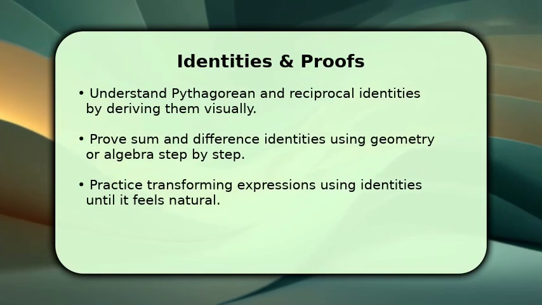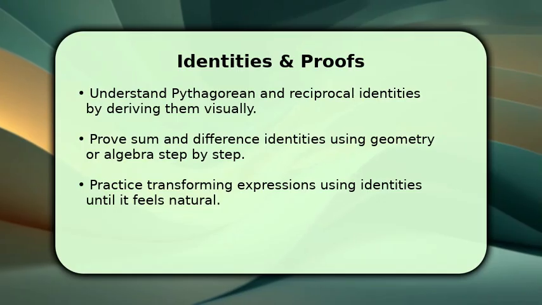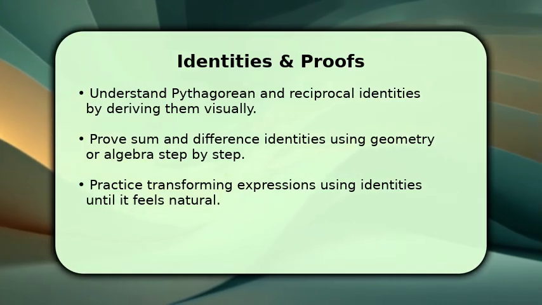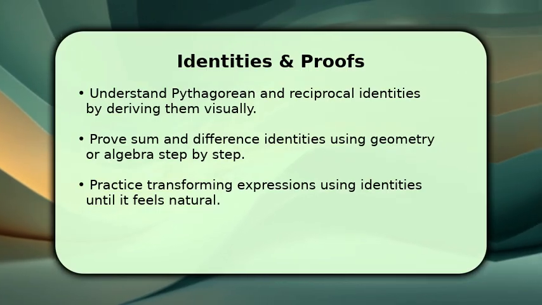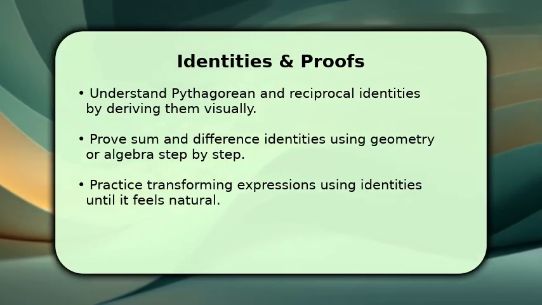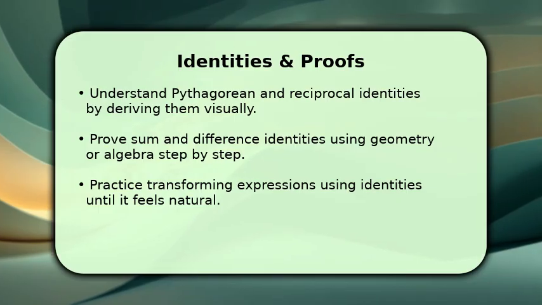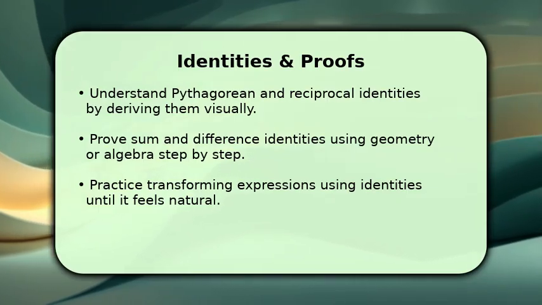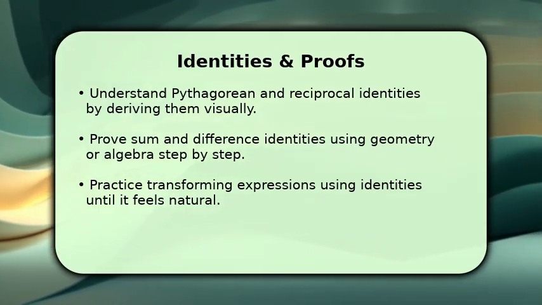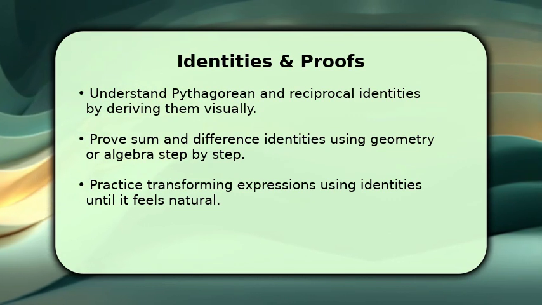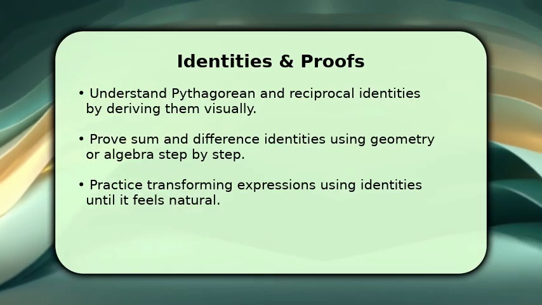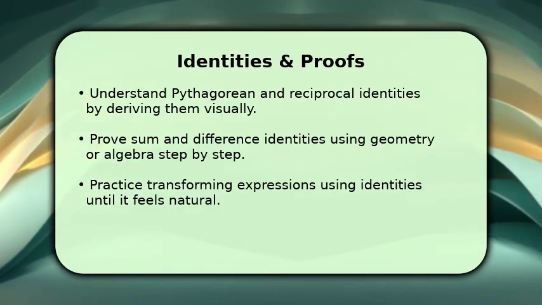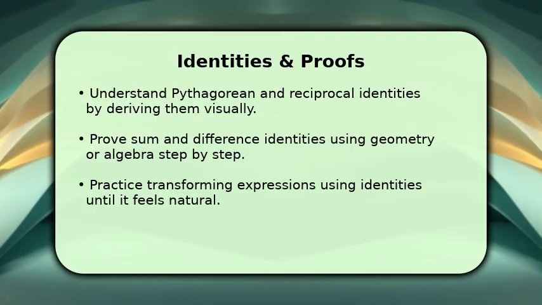Warm up with the Pythagorean identity and derive reciprocal identities from basic definitions. Then explore sum and difference formulas with simple geometric constructions or algebraic substitution, and practice rewriting expressions using these identities until manipulation becomes second nature. Steady repetition and clear reasoning will build confidence and make solving complex trig equations straightforward and even enjoyable.